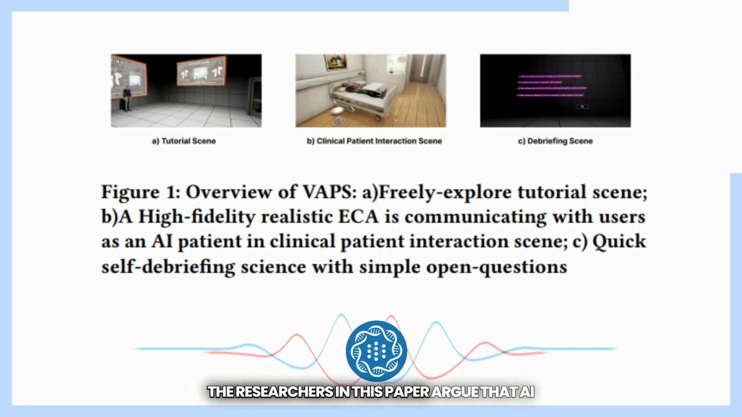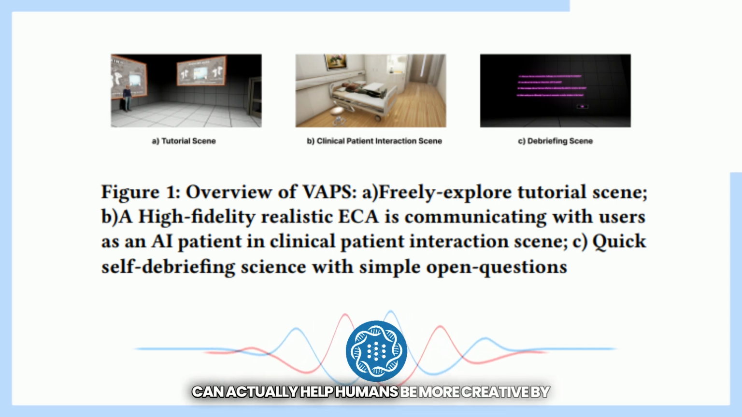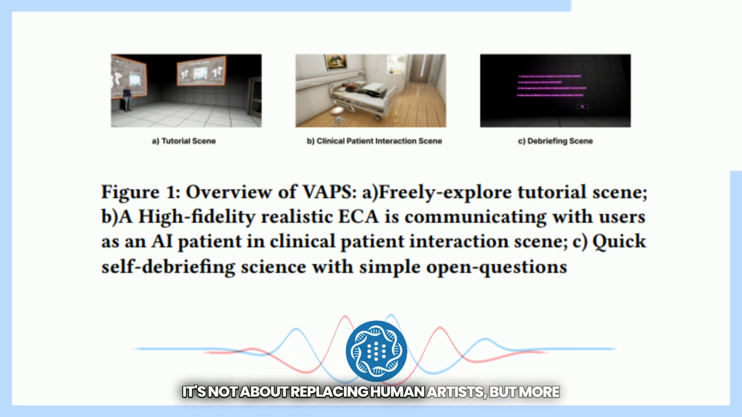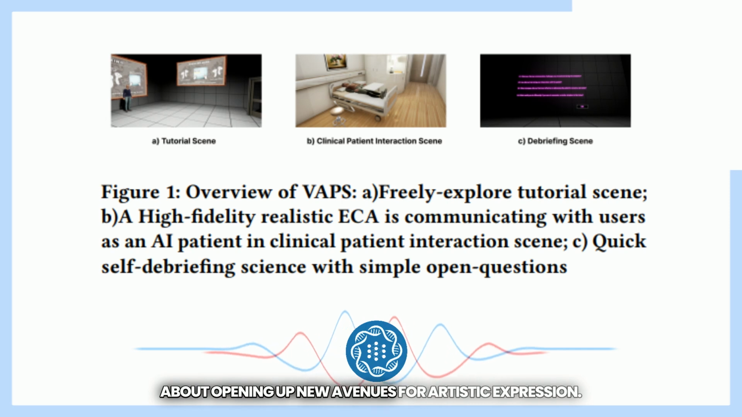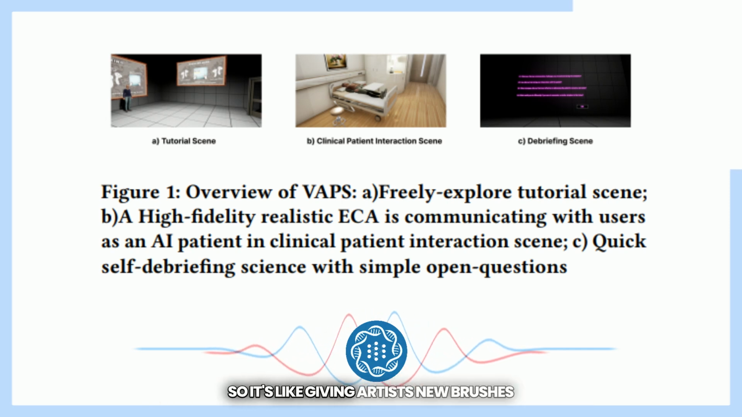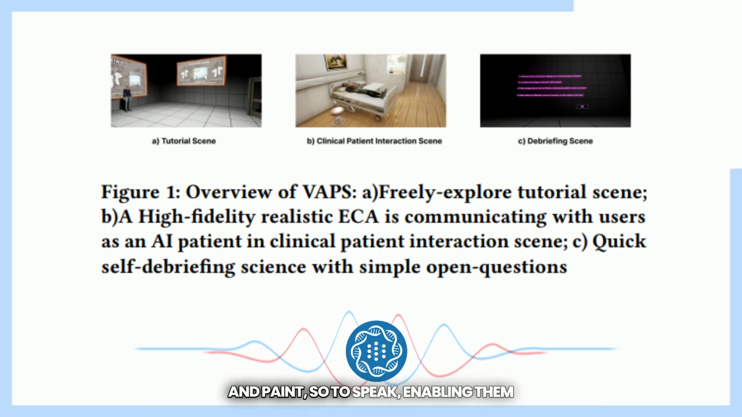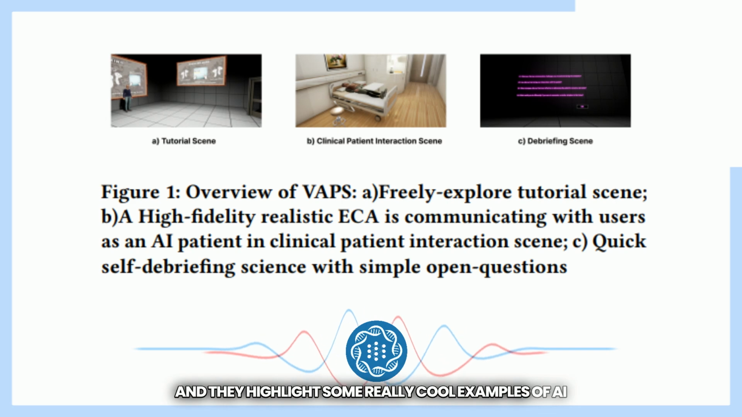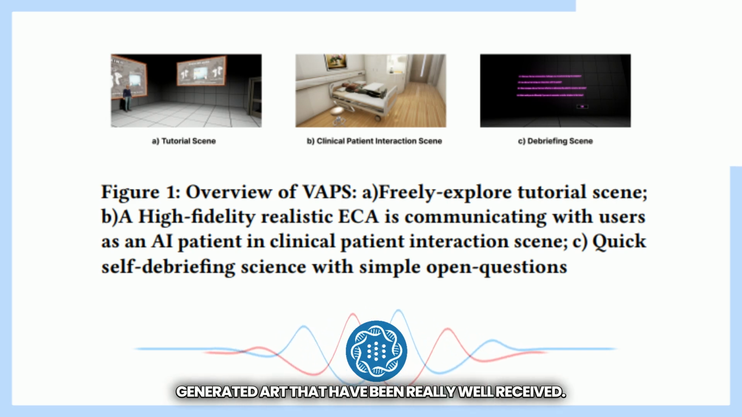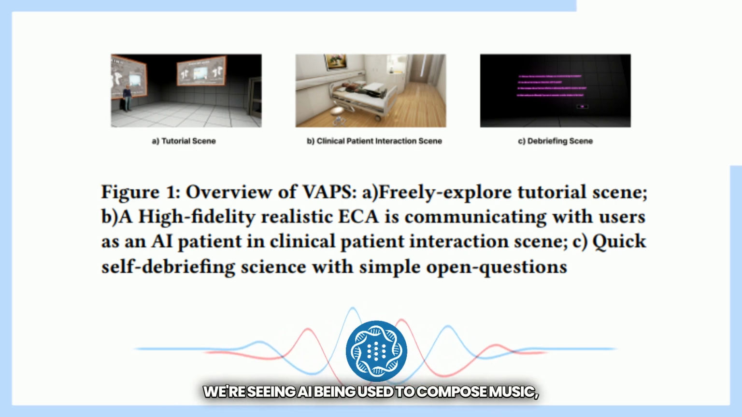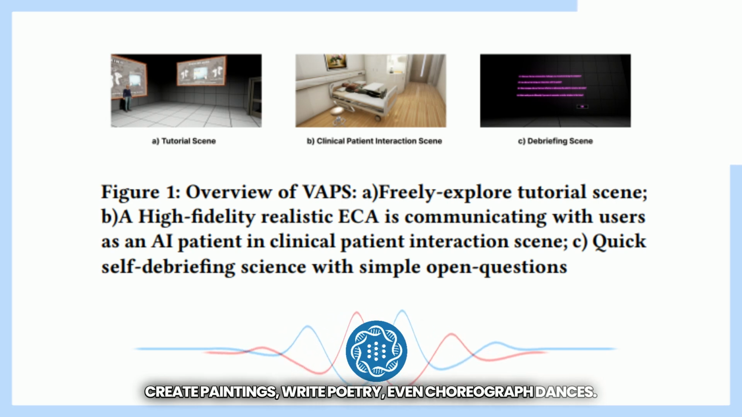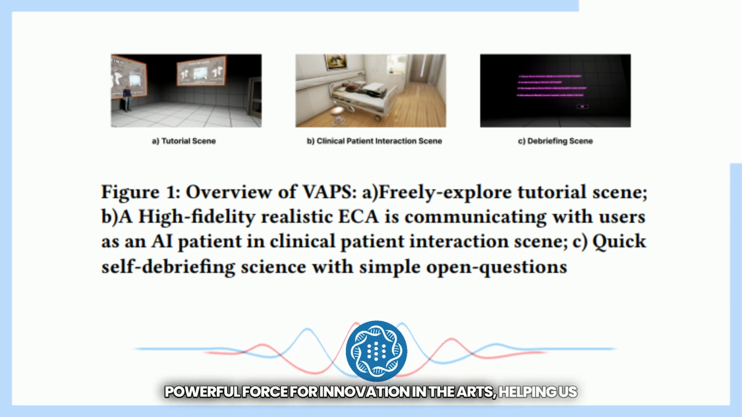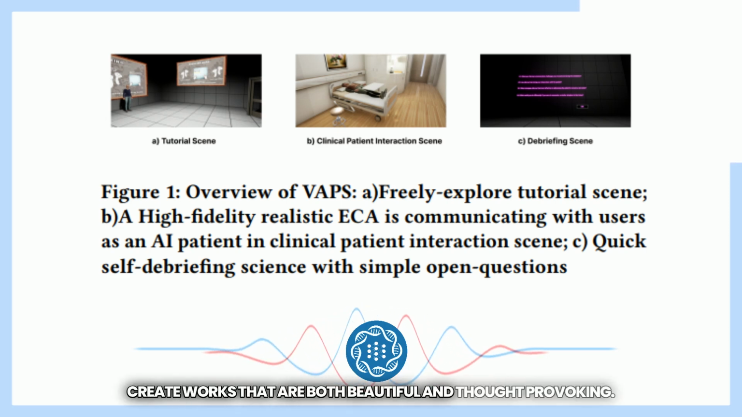The researchers in this paper argue that AI can actually help humans be more creative by giving them new tools and perspectives. It's not about replacing human artists, but more about opening up new avenues for artistic expression. So it's like giving artists new brushes and paints, so to speak, enabling them to explore new creative territories. Exactly. And they highlight some really cool examples of AI-generated art that have been really well received. We're seeing AI being used to compose music, create paintings, write poetry, even choreograph dances. I'm starting to see how AI could be a powerful force for innovation in the arts, helping us create works that are both beautiful and thought-provoking.